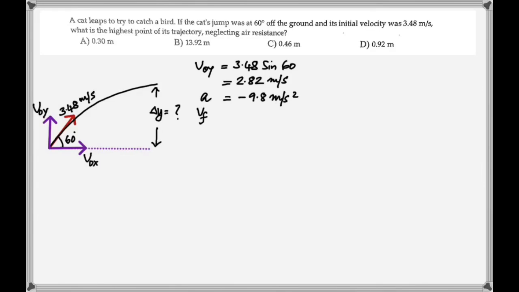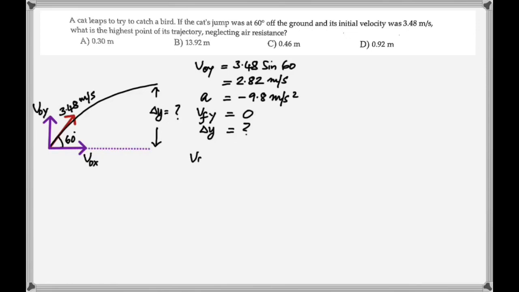Do we know the final vertical velocity at this point? Yes, we do. It is 0. Now, remember, I'm not saying that the velocity at this point is 0, but I am saying that the vertical component of the velocity at the highest point is always 0. That's an important point to be noted.